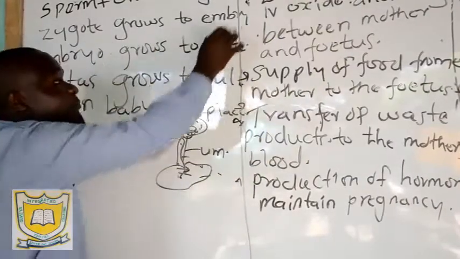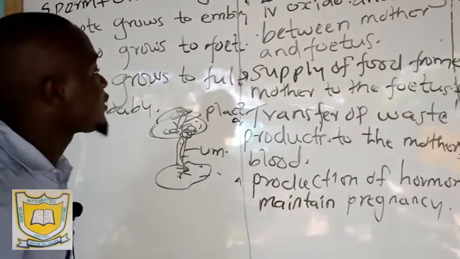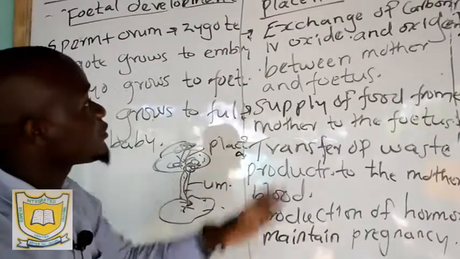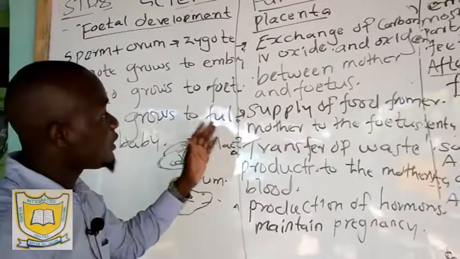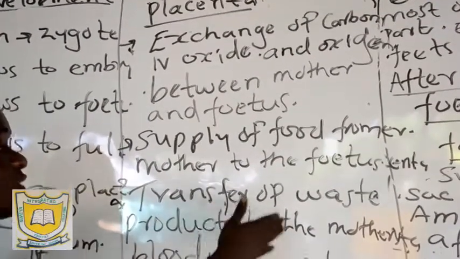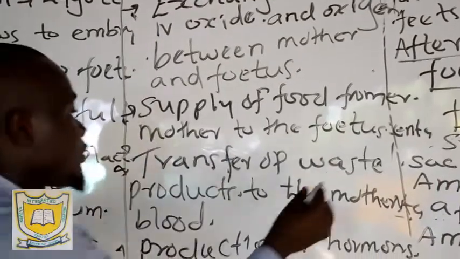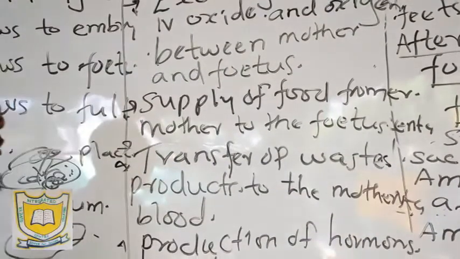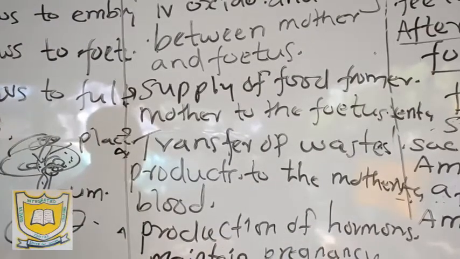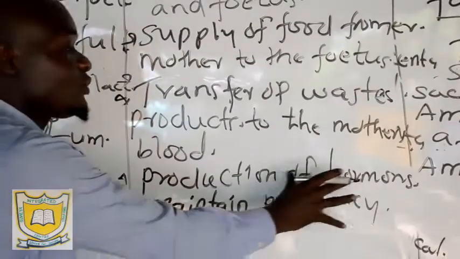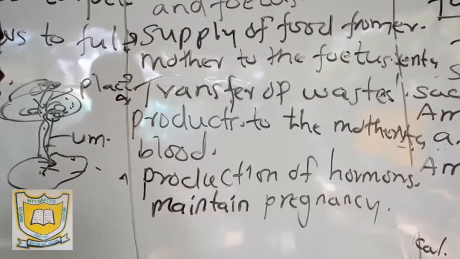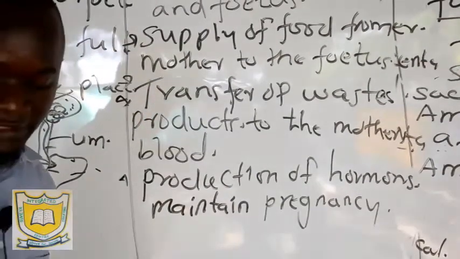Now, these are the main 4 functions of the placenta. Number 1, exchange of carbon dioxide and oxygen. Number 2, we have the supply of food from the mother to the fetus. We have the transfer of waste products from the fetus to the mother's blood. Then we have the production of hormones. The main function of the hormones produced is for maintaining the pregnancy.